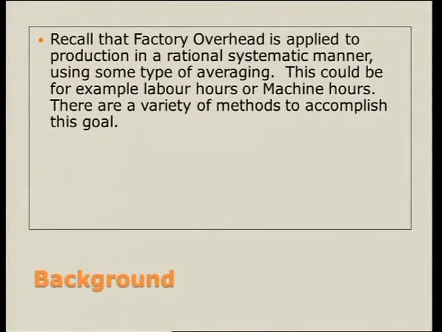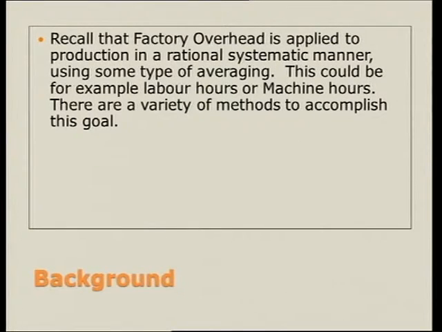If you can recall, factory overhead is applied to production in a rational, systematic manner using some type of averaging. This could be, for example, labor hours or machine hours. There are a variety of methods to accomplish this goal. Now, think back in the previous work that you've done in management accounting. We've always taken that overhead, being factory overhead, being production overhead, and we've said we allocate factory overhead based on machine hours or based on labor hours.